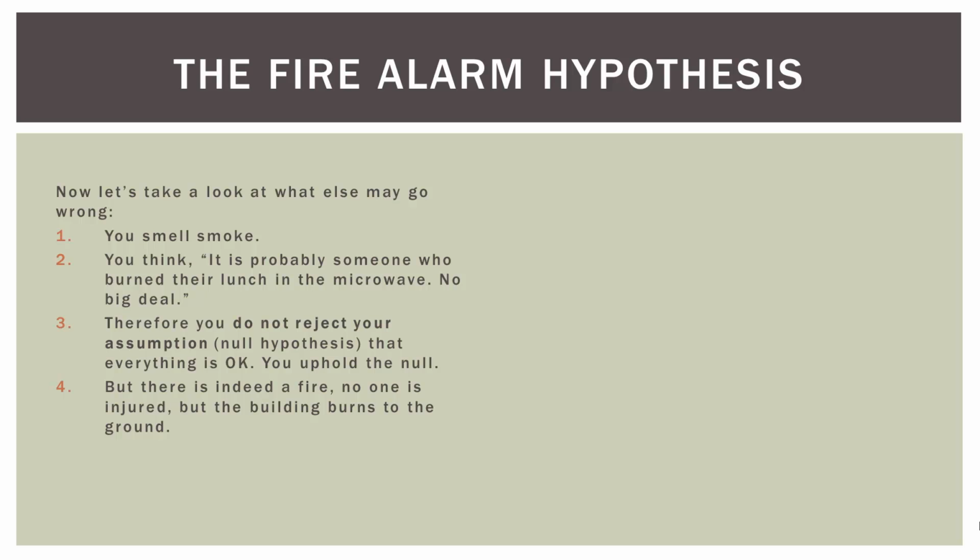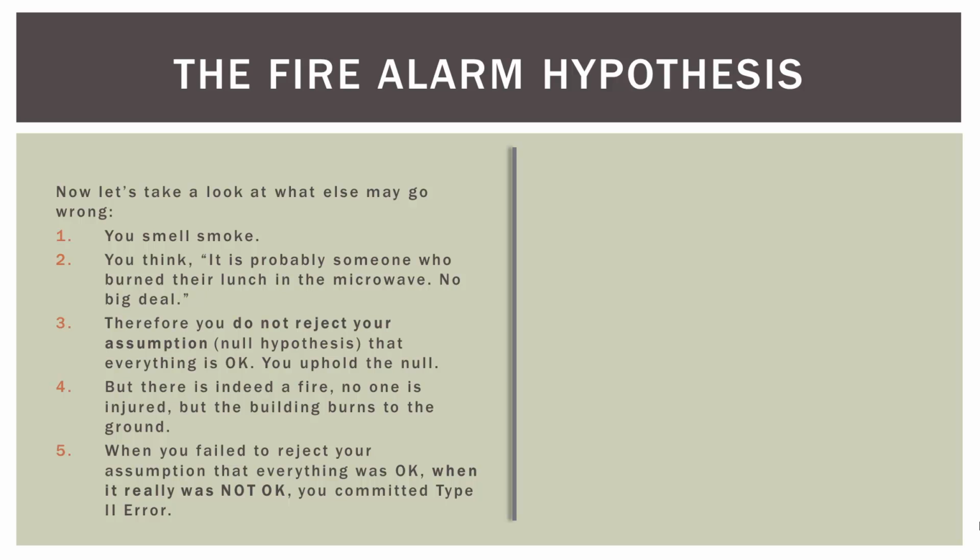You just concluded it's nothing serious, so you went on your way. But let's say there is indeed a serious fire. Now, no one is injured, luckily, but the entire building does burn to the ground. So when you failed to reject your assumption that everything is okay, when it really was not okay, you committed type 2 error.